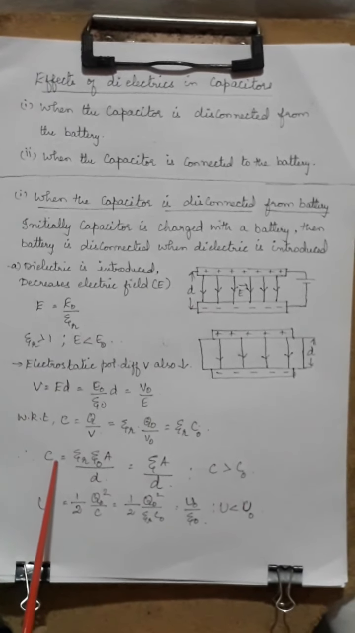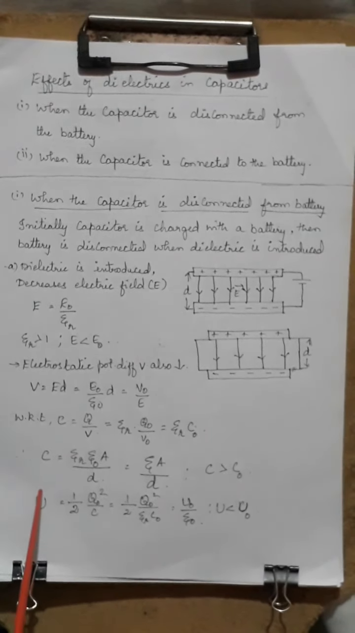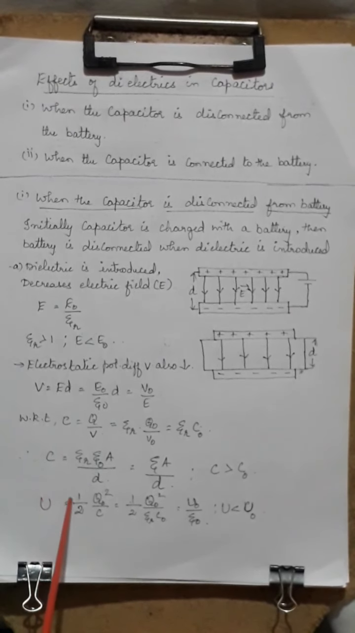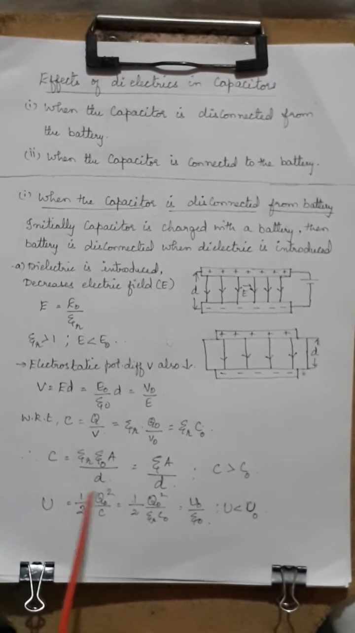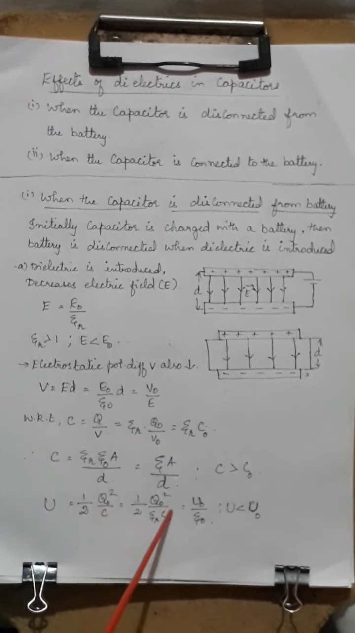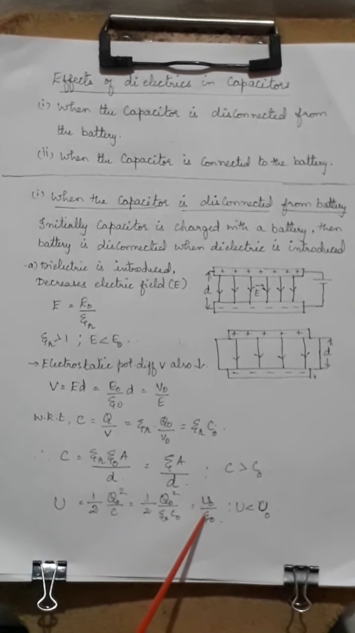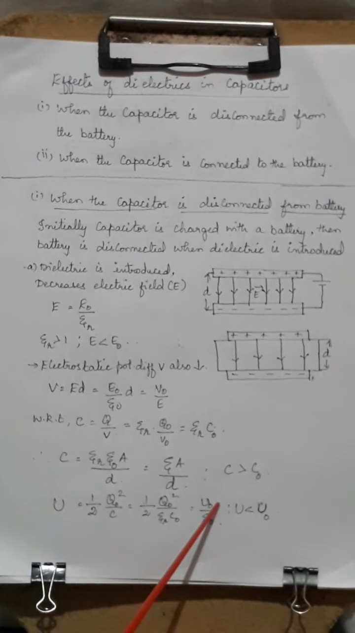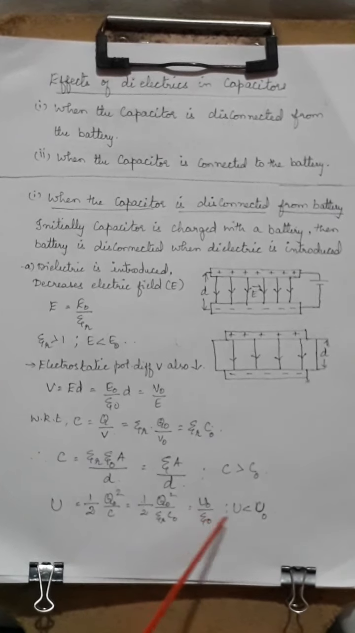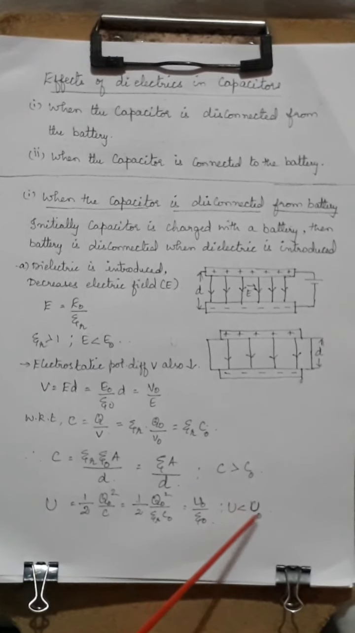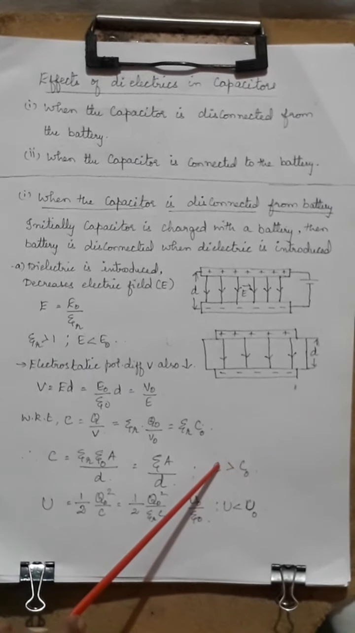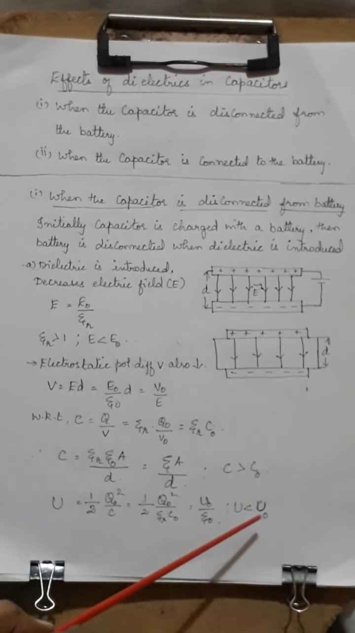Thereby I should find out next the potential energy. What happens to the potential energy? You substitute U is equal to half Q naught squared by C and substitute its value, where you come across U naught by epsilon r. What does this mean? Divided by epsilon r. So energy decreases. Capacitance increases, but energy decreases.